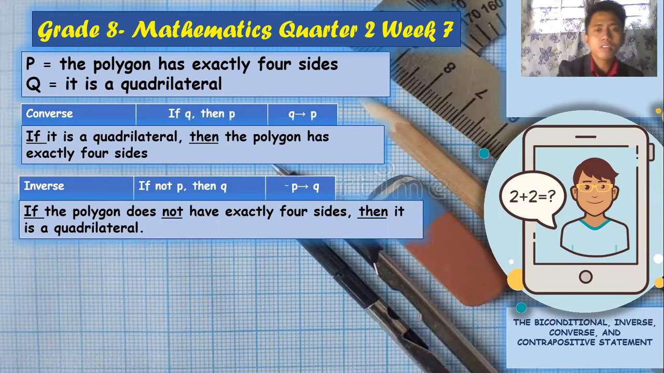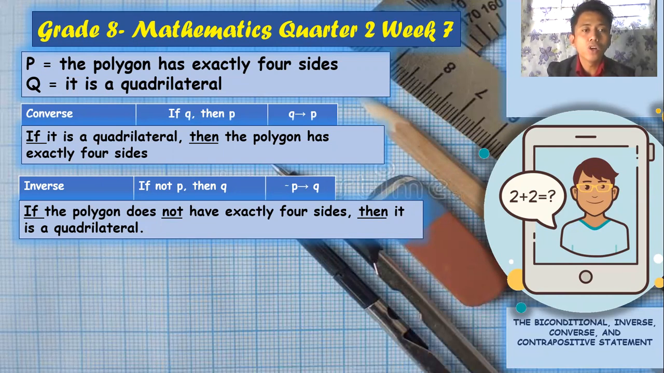Here in the inverse, it is important for us to identify the negation, or the opposite statement, of our P. And what is our P? The polygon has exactly 4 sides. And what is the opposite meaning of that statement? Exactly. The opposite statement of that is: the polygon does not have exactly 4 sides, right? The polygon does not have exactly 4 sides.